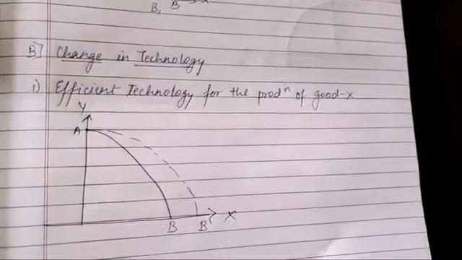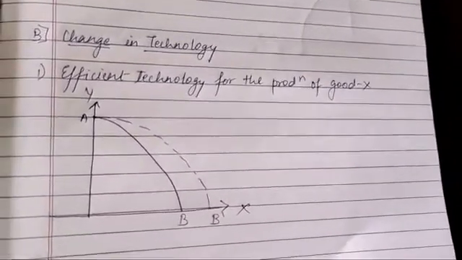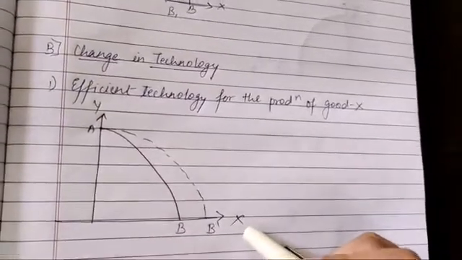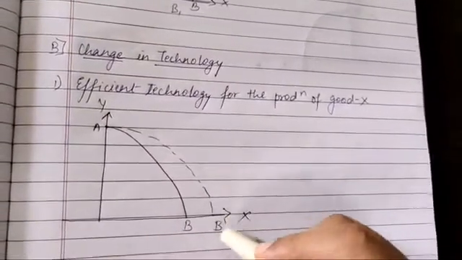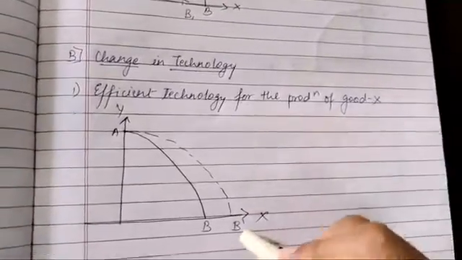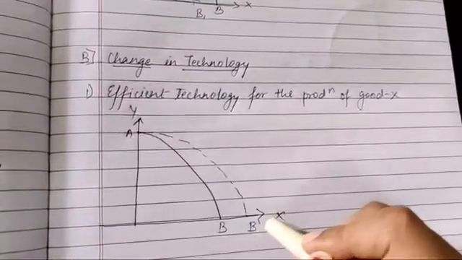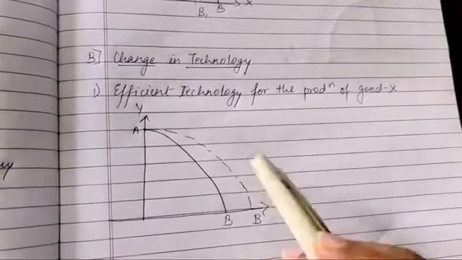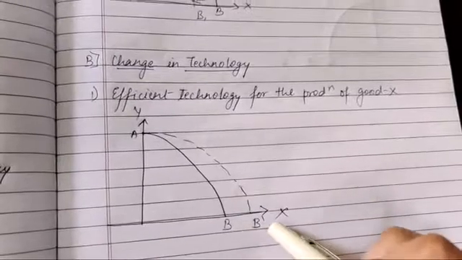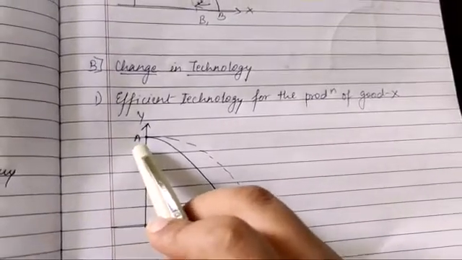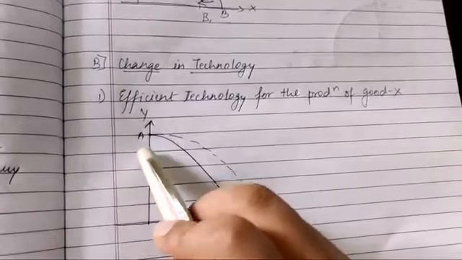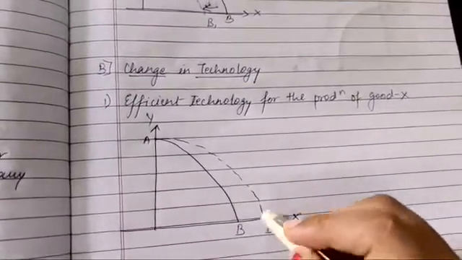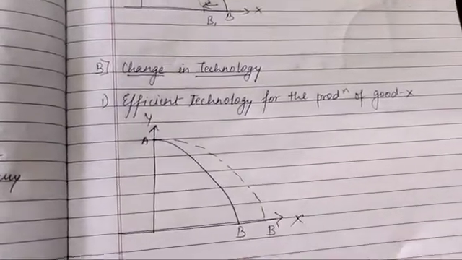Second is change in technology. If there is efficient technology for production of good X, or I can say only production of B, I am giving an example. Here there will be a shift from B to B dash, and there will be no change in product A because it remains constant. That is because the only technology which we are updating here is of product B.